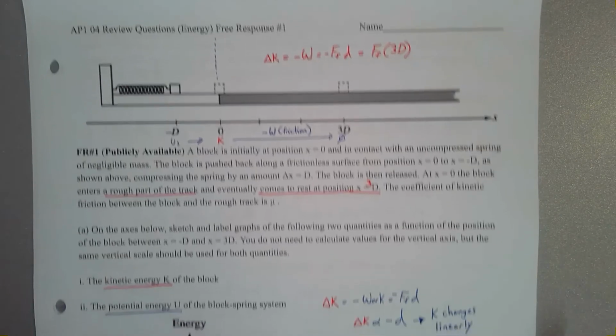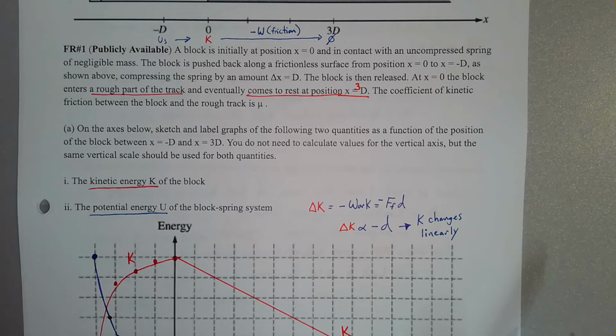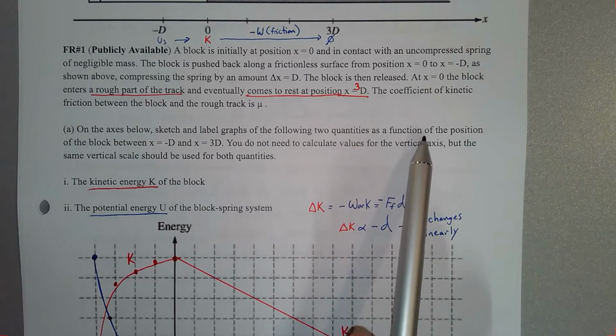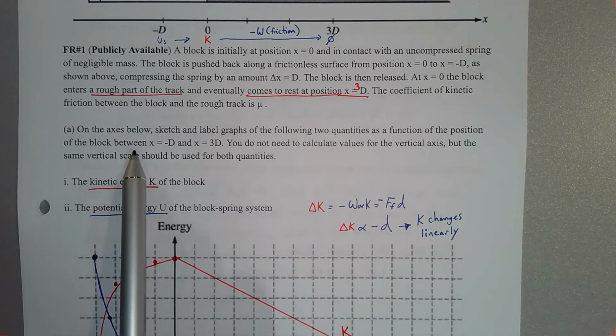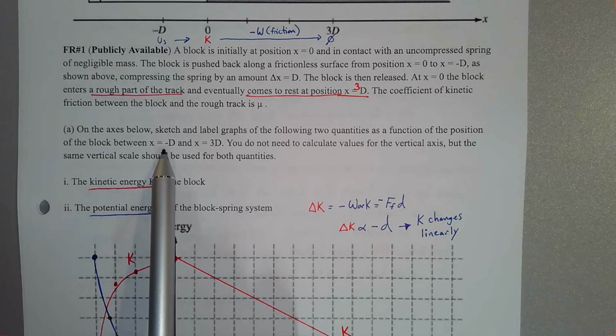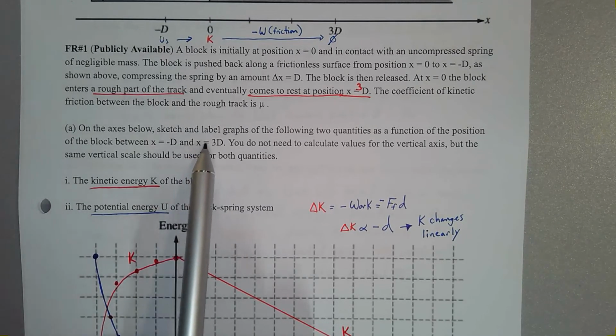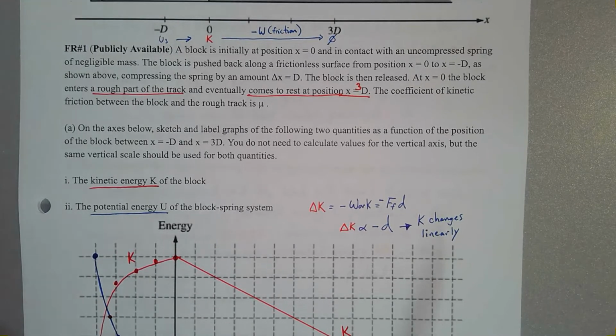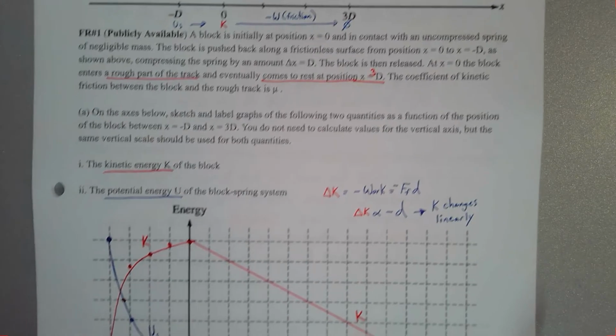Okay? So part A asks, on the axes below, sketch and label graphs of the following two quantities as a function of the position of the block between x equals -d, where it starts, where the spring is fully compressed, and the final position of 3d. It says you do not need to calculate values for the vertical axis, but the same vertical scale should be used for both quantities. So what are we graphing?